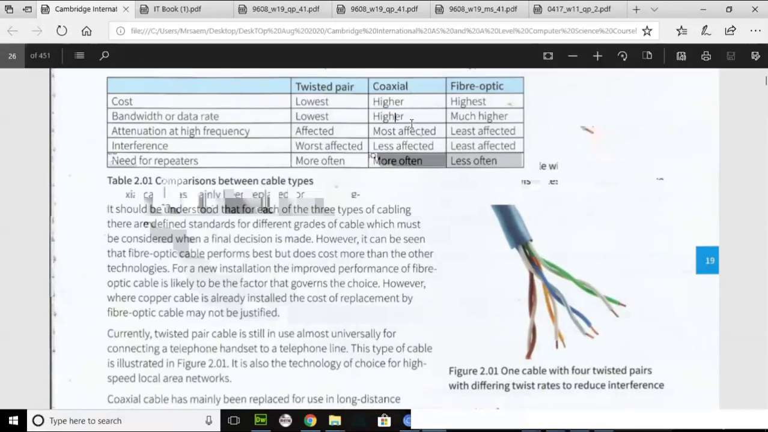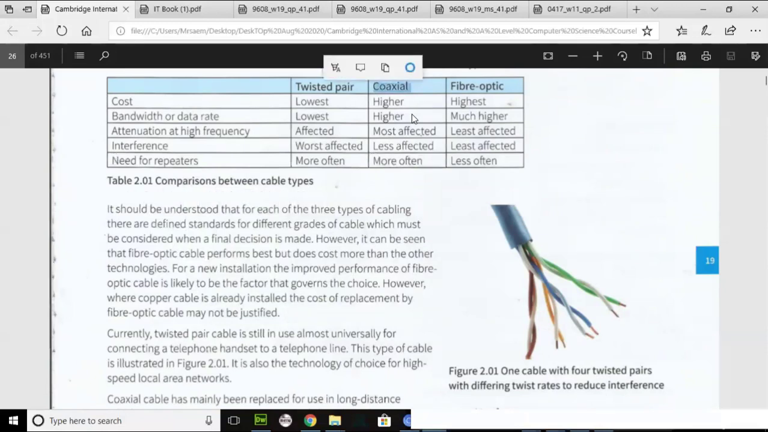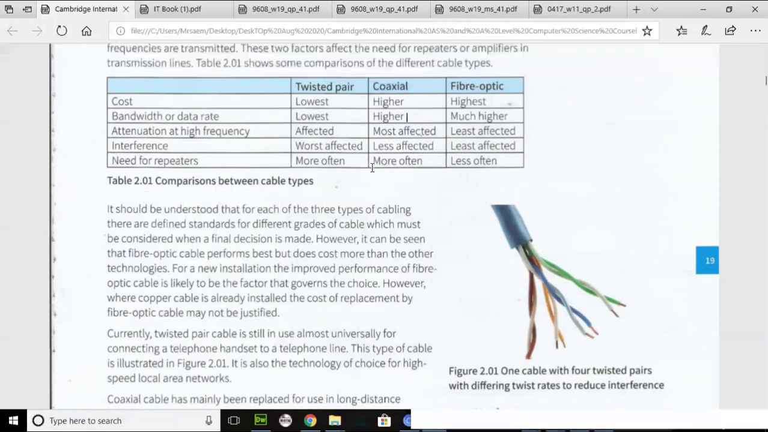Now, as far as the discussion of coaxial wire is concerned, frankly, there are numerous coaxial wires. There are lots of varieties in the market. So we can't talk specifically about one. Okay. And let's talk about fiber optic.